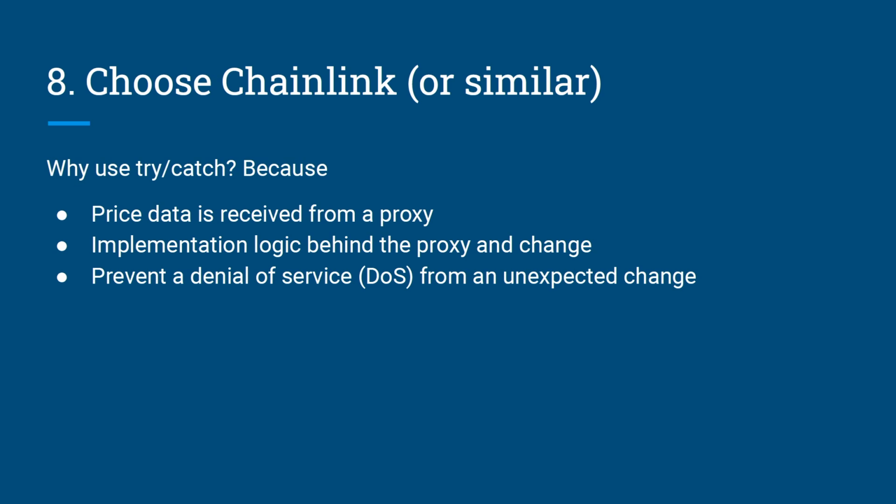Why use a try-catch, which is the recommended approach? Because price data is received from a proxy, and this is just how Chainlink is designed. You are querying a proxy contract for the price, and the price is coming from the implementation contract behind the proxy. The implementation logic behind the proxy can change. That is a typo. It should say can, not and.